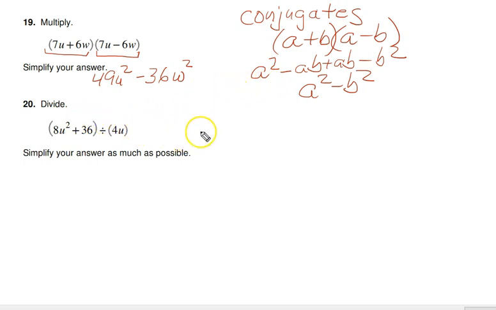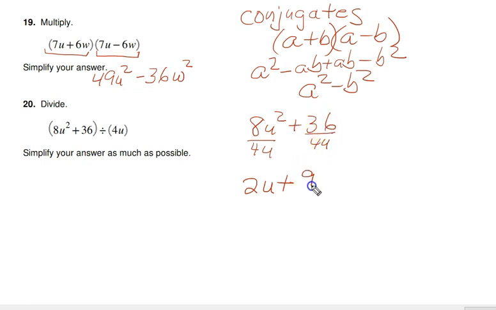Alright, our last one is to divide this, and a way to set it up, since it's only a monomial, is 8u squared plus 36 divided by 4u. But the way we suggest is you put the 4u under each term. And now you can simplify this as 2u. And this, the 4 goes into the 36 9 times, but there's a u left in the denominator.